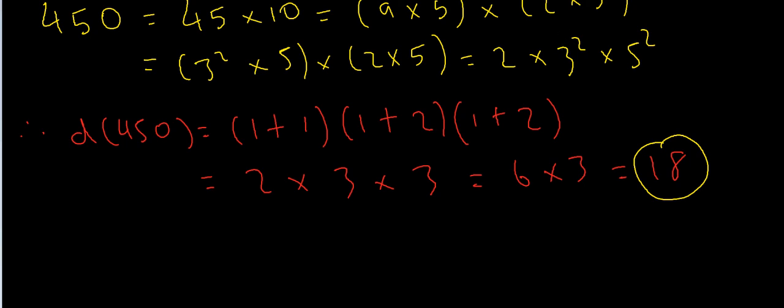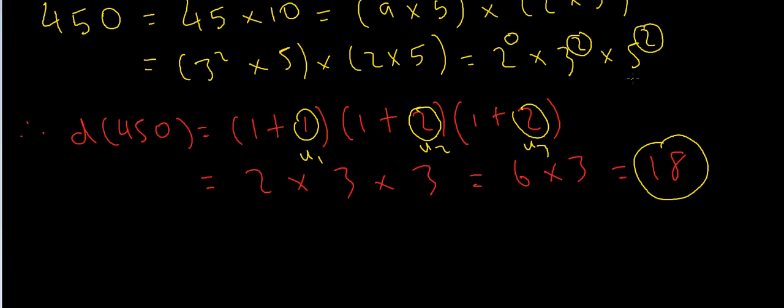So just to recap, here's what we did. We wanted to calculate d of 450, and we used this value as u1, because that was the term appearing as the power of 2 here. And then we wrote down 1 plus u2, and this was our value of u2. It was the power of 3 appearing here. And this was our value for u3, because this was the power of 5.